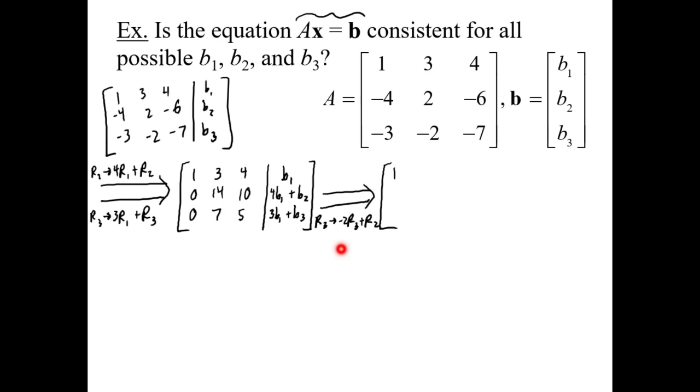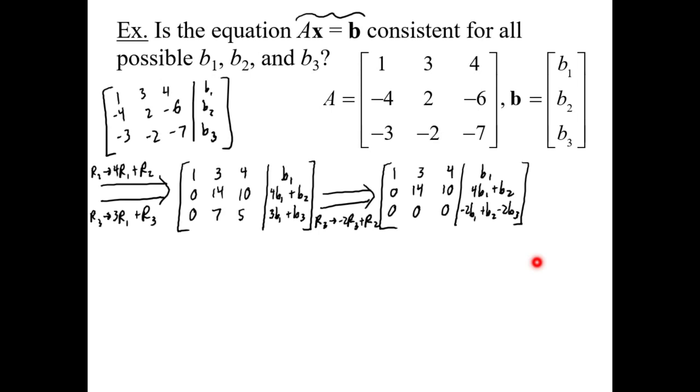So we've got 1, 3, 4, b1, then 0, 14, 10, 4b1 plus b2. All right, so let's see. I'm going to do -2 times the bottom row plus the second row. So that's 0, 0. -2 times the bottom row plus the second row would be 0. -2 times the bottom row plus the second row is, let's see here. So it'd be -2b1 plus b2 minus 2b3. I believe that is correct. Let me double check that.